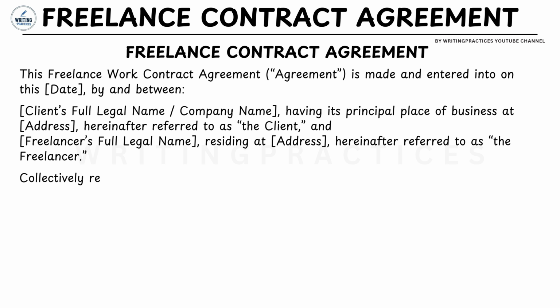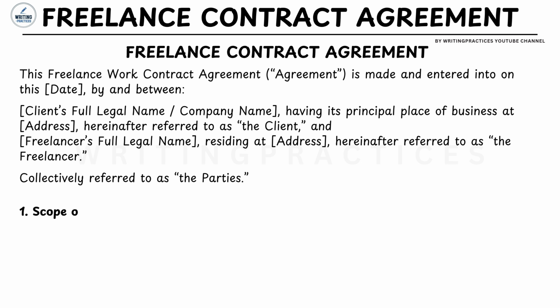In this part, you need to write the date and clearly identify both the client and the freelancer using full legal names and addresses. This is very important because it legally defines who is bound by the agreement. Without proper identification, the contract may not be enforceable in case of disputes.